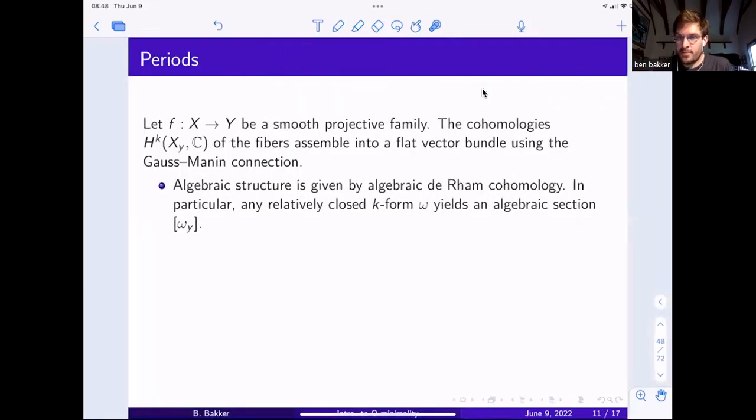And we can be pretty concrete, actually, about what this kind of nebulous algebraic structure that we defined on this flat vector bundle is. It's just given by algebraic de Rham cohomology, which, if you've seen before, great. You know what I'm talking about. If you haven't, then it doesn't really matter so much. But the important point is that we can think of algebraic sections of this flat vector bundle, with respect to that algebraic structure, as being given by the classes of relatively closed algebraic k-forms.